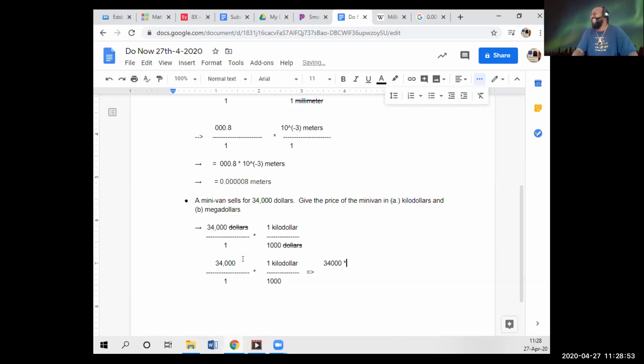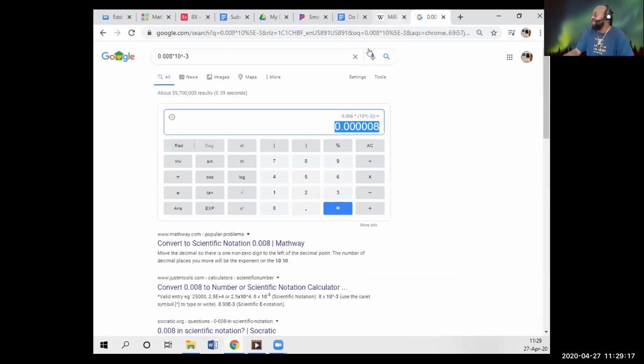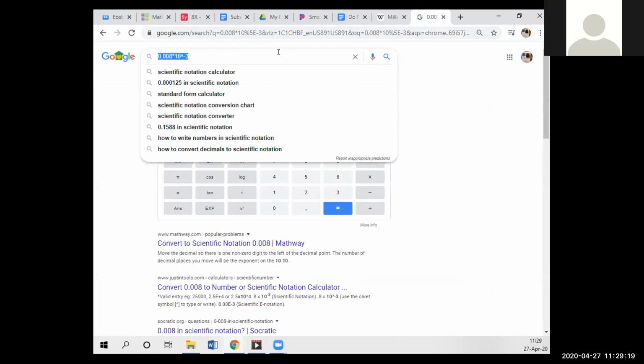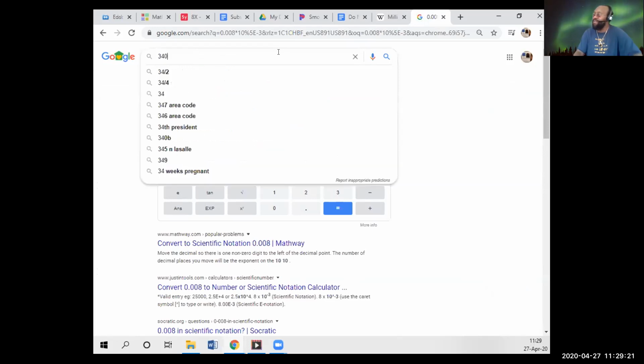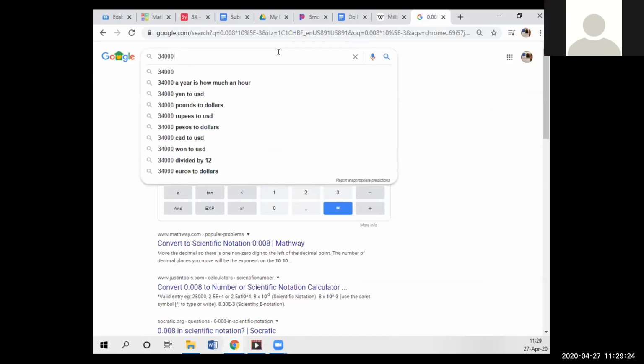So this is going to be times 1, so that doesn't go there. And then this part is going to be over 1,000, because 1,000 times 1. So what is this divided by that? That's 34,000 over 1,000. 34,000 divided by 1,000 is 34. Okay, I think. I don't know. That's why we're using Google real quick.